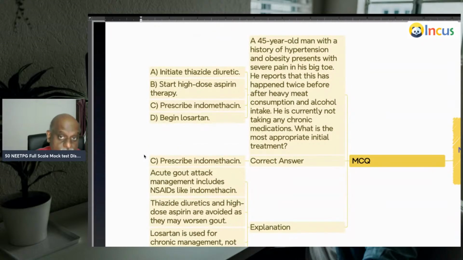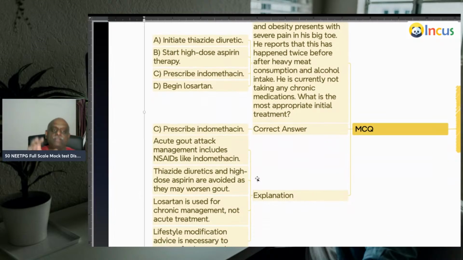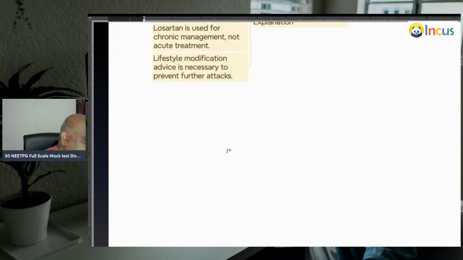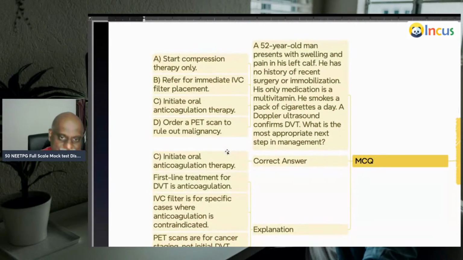A 45-year-old man with a history of hypertension and obesity, severe pain in his big toe, that means acute gout. Always, in acute gout, never ever give allopurinol. Never give. You give only NSAIDs. Allopurinol should be given either prophylactically or chronically, but not during an acute episode. Please don't forget it. Acute gout attack is managed with NSAIDs like indomethacin.